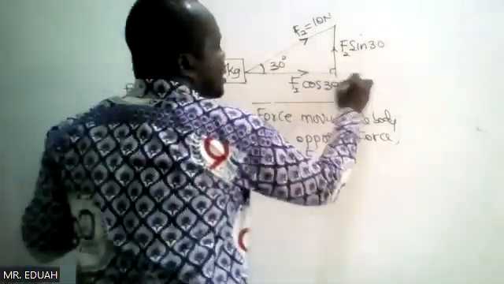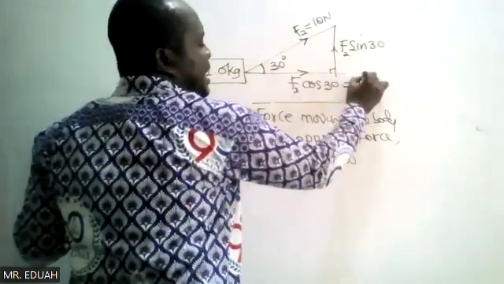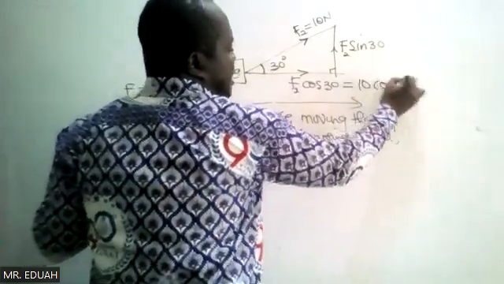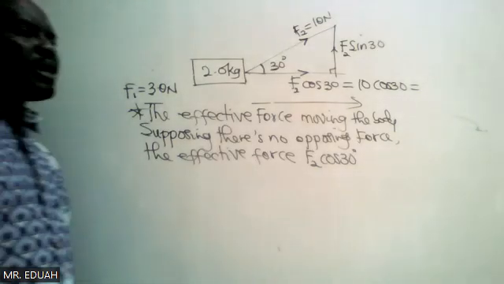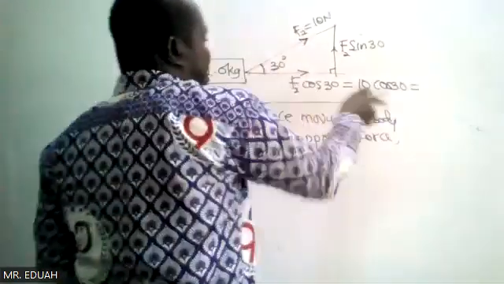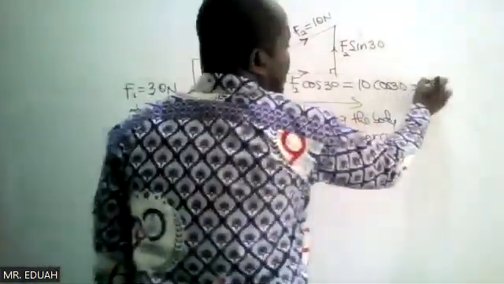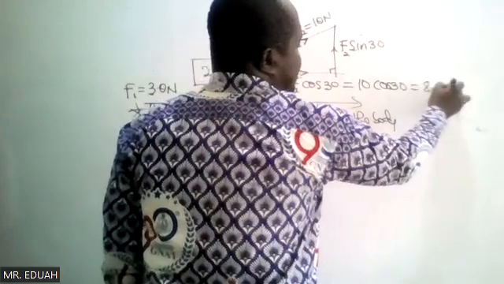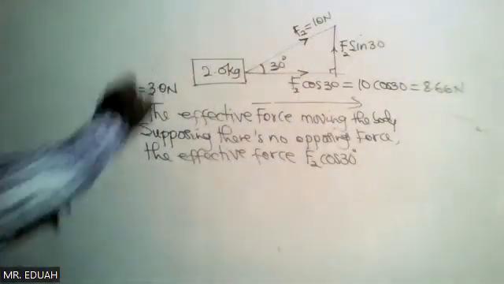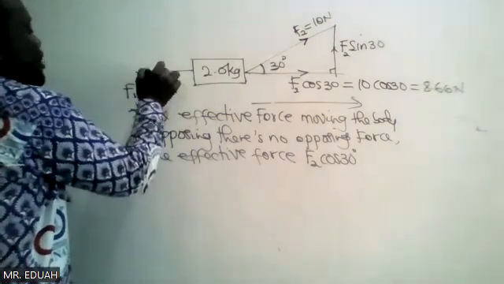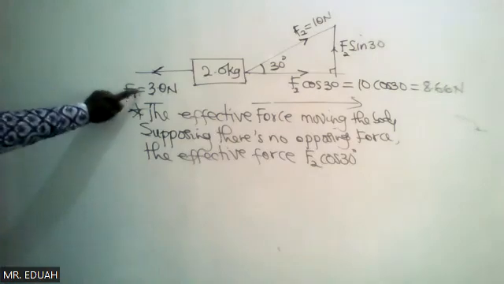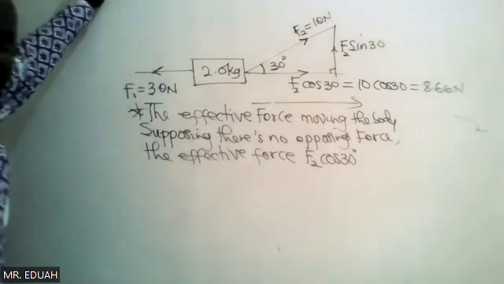So here it will straight away be equal to 10 cos 30. And since cos 30 is 0.866, the effective force dragging the mass would have been 8.66 Newton. But there is an opposition. There is an opposing force with magnitude 3.